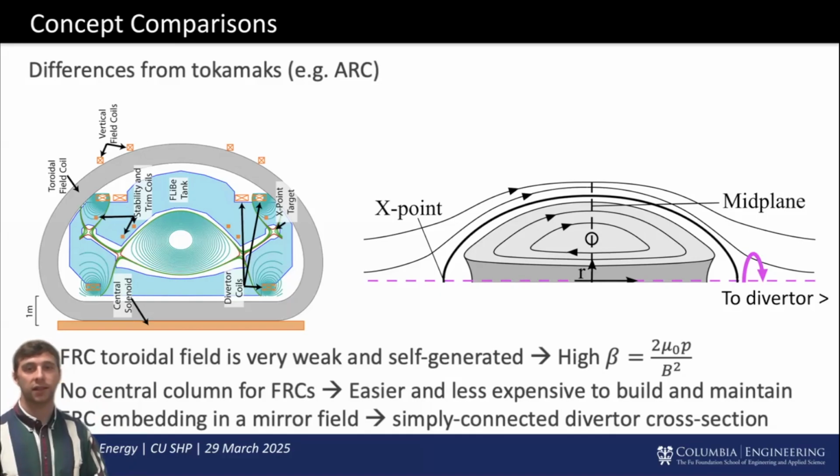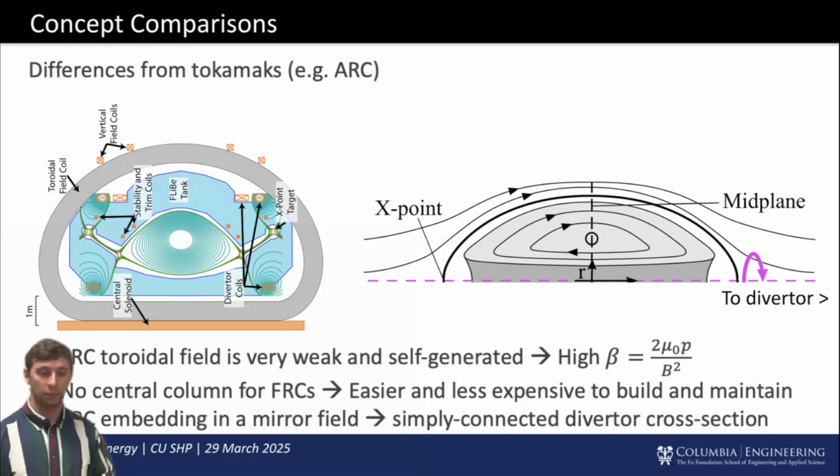Another advantage of this is that it makes them easier and less expensive to build and maintain, especially in certain tokamaks. The central column can be very compact, which makes it very difficult to repair these devices if there ends up being a problem in the central column.